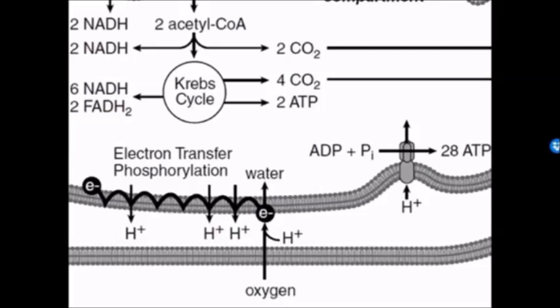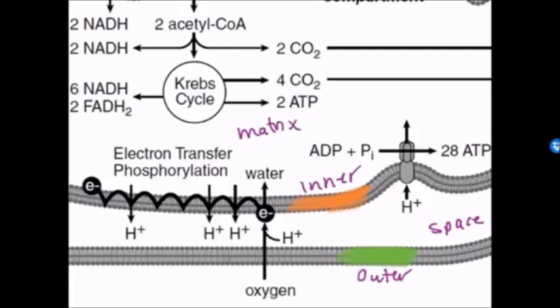The electron transport system is embedded in our inner membrane. This membrane right here is our inner membrane of our mitochondrion. This membrane here is our outer membrane of our mitochondrion. And then we remember that we have our intermembrane space here, and our matrix is here. So it's important that before we zoom in and look at a closer look at our electron transport system, that we're really clear about where we are in our mitochondrion.